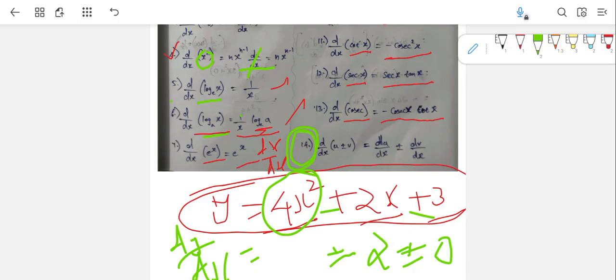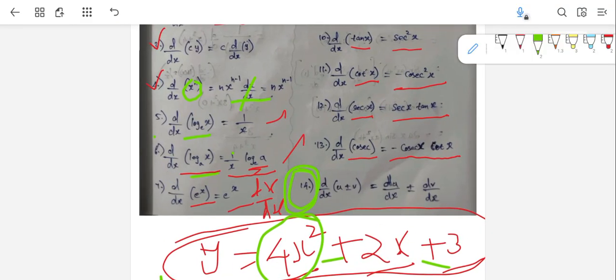So in 4x square, 4 is already a constant, so you keep it outside. For x power 2, using x power n, the 2 will come before the x. So 4 into 2 is 8 x power 2 minus 1, which is 1. That's it. This is about differentiation. This is what this rule says.